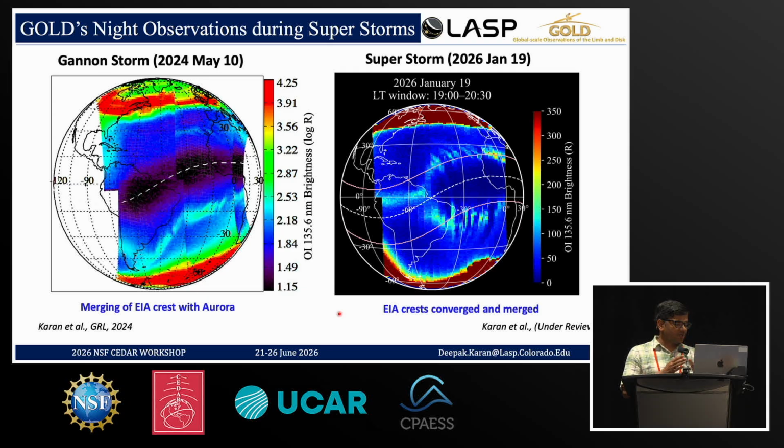We see that the equatorial ionization anomaly crests are well separated on the east of 45° west longitude, particularly over the Atlantic. There are a lot of plasma bubbles which are crossing across the EIA crests, but on the west side over South America, you see the EIA crests are merged. And notice that it is not exactly at the geomagnetic equator. It is a little north of the geomagnetic equator, around 5 degrees north.